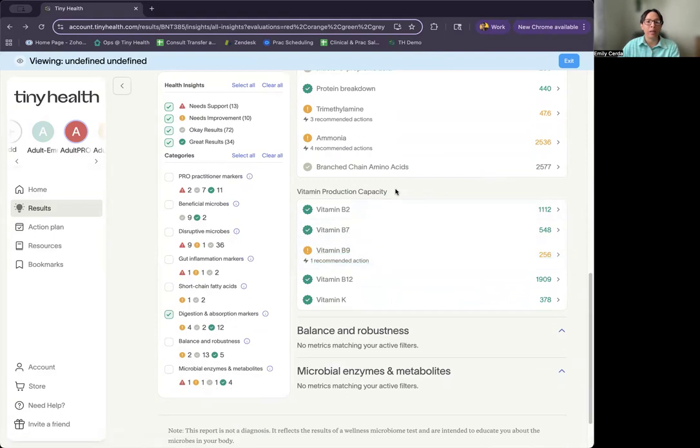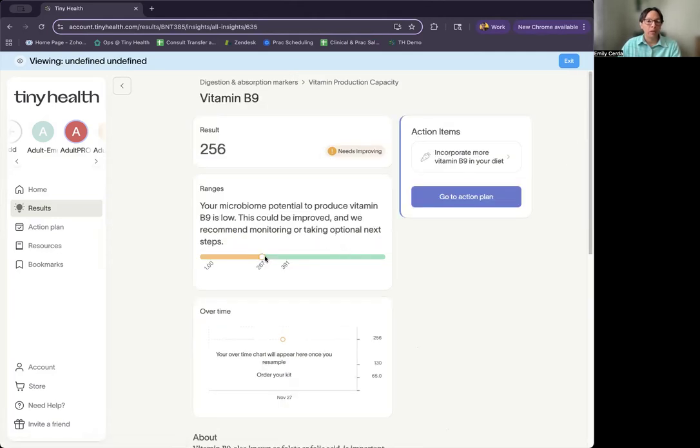And then down below, we have vitamin production capacity. So these are actually postbiotics that are created by the short chain fatty acids. So I like to think of this as how well are your short chain fatty acids performing to create the nutrients that they should be in the microbiome. Here we see that the folate, the vitamin B9, is a little bit reduced. So the genes in the microbiome to create vitamin B9 are a little bit diminished. And in order to support that, we're looking at supporting short chain fatty acids.